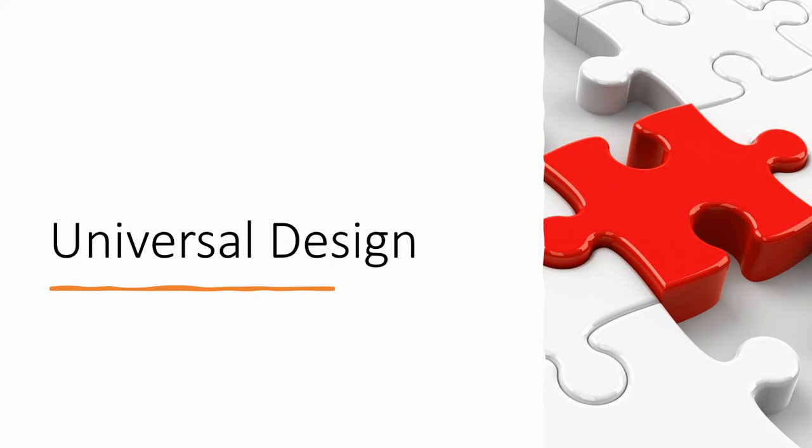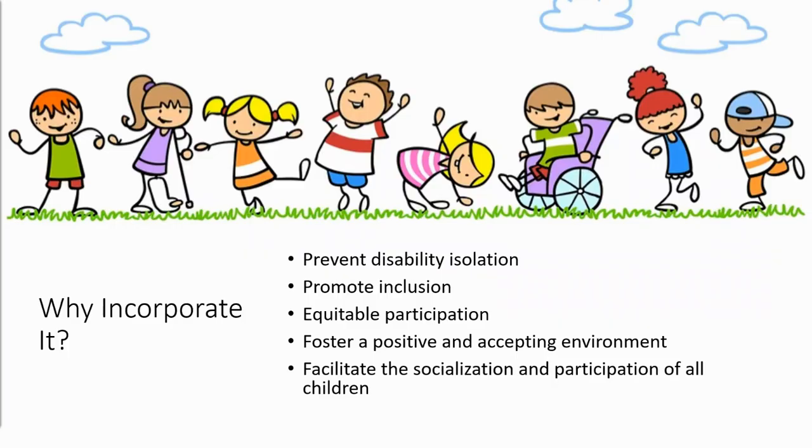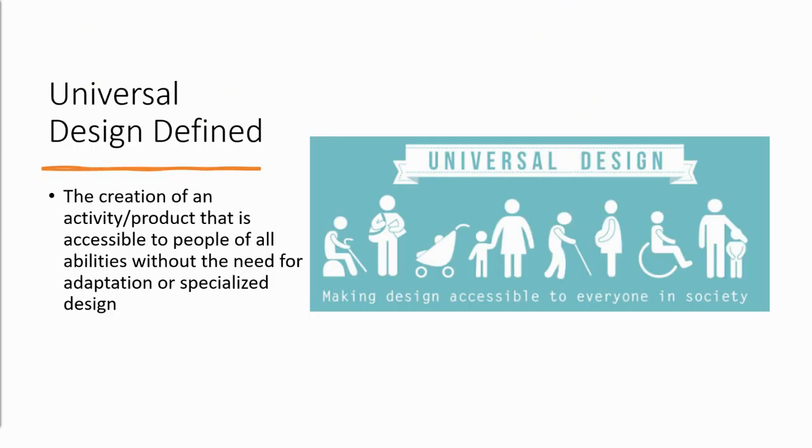Going to talk about what universal design is and specific aspects that make universal design successful when it is applied, as well as some examples of what universal design looks like. So, universal design is defined as an activity or product that is accessible to people of all abilities without the need for adaptation or specialized design.